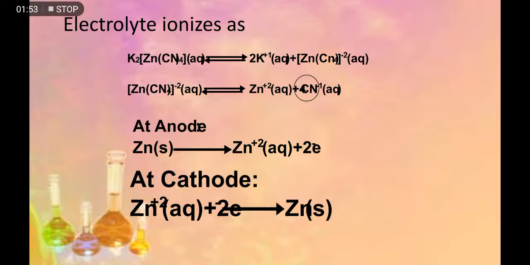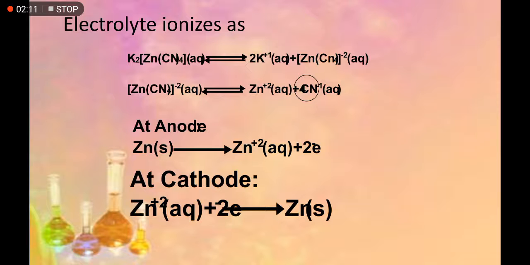So it will be ionized in two steps. Potassium ions will separate out and zinc cyanide complex will separate in the first step, and further ionization of zinc cyanide will produce zinc ions and cyanide ions. Two reactions take place in this process.